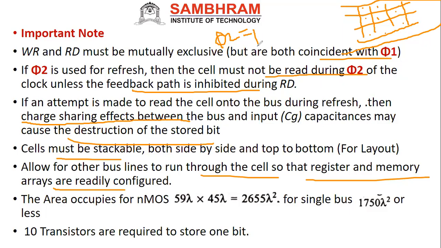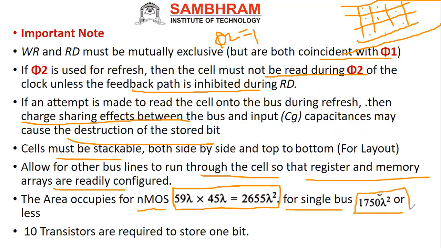Then what will be the occupied area? When I use NMOS, how much area will be occupied in the layout? Totally, I can say it is 59 lambda cross 45 lambda. When you are using NMOS, then totally it will be 2655 lambda square. In this, if I use only a single bus architecture, then this will be 1550 lambda square.